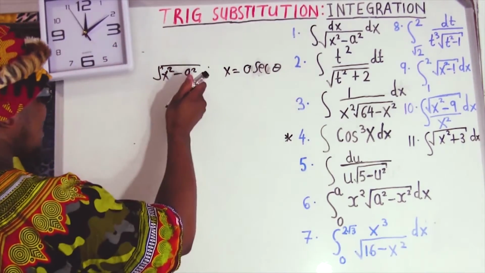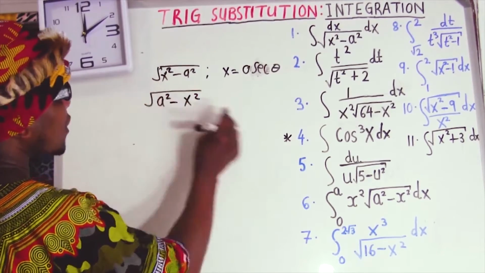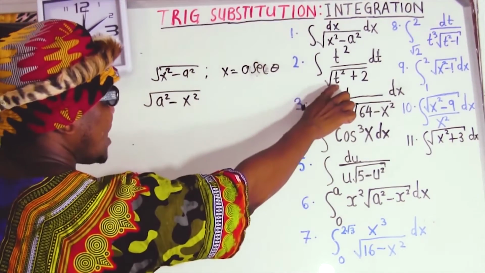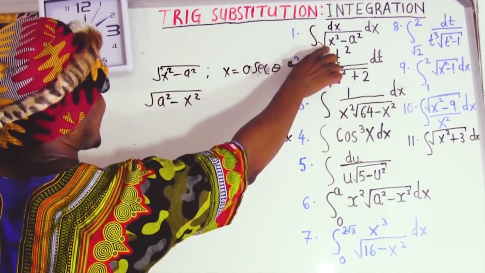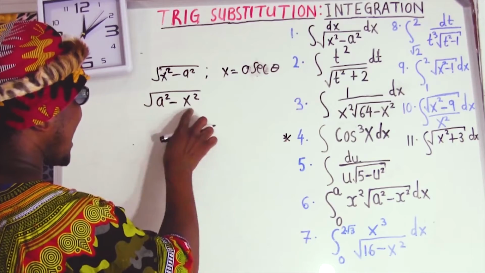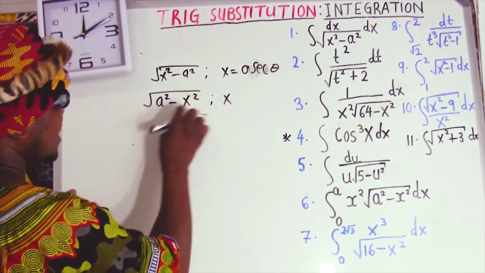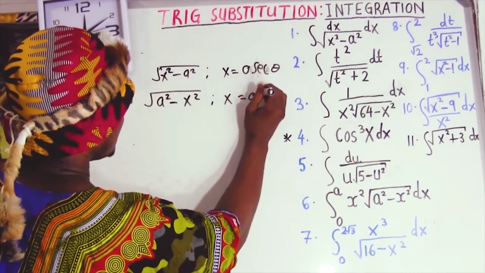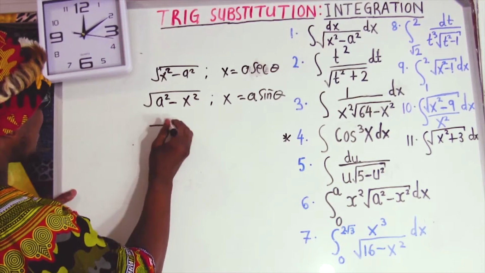Okay, what happens when you start with a? If you start with the a, which can be any number, then this is going to be x equals a sine of the angle. When you start with the a, it's sine. Okay, now let's go for the last one.